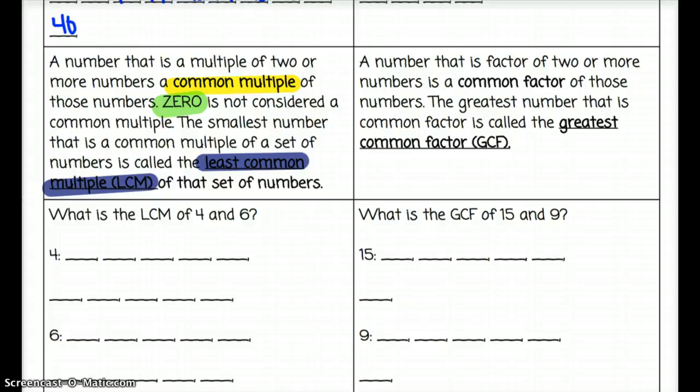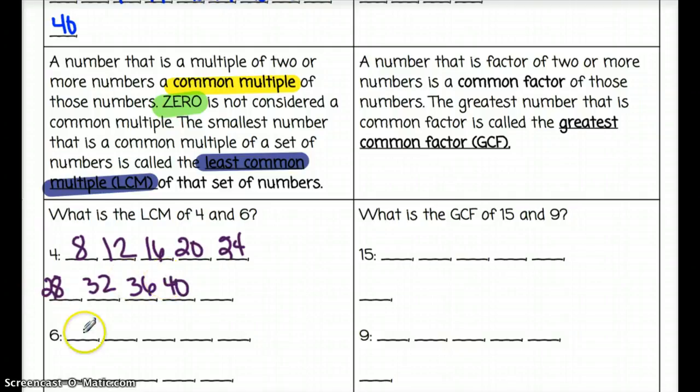So let's do this example here. What is the least common multiple of 4 and 6? We're going to write the multiples of 4 and 6. 4 and 6 are easy numbers to identify, but usually I would write the first 10 multiples. So let's write 4 again: 4, 8, 12, 16, 20, 24, 28, 32, 36, and 40.